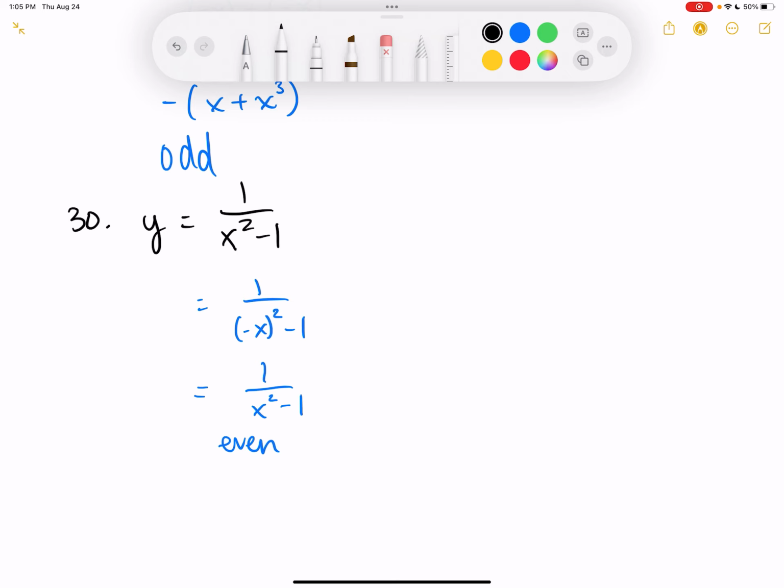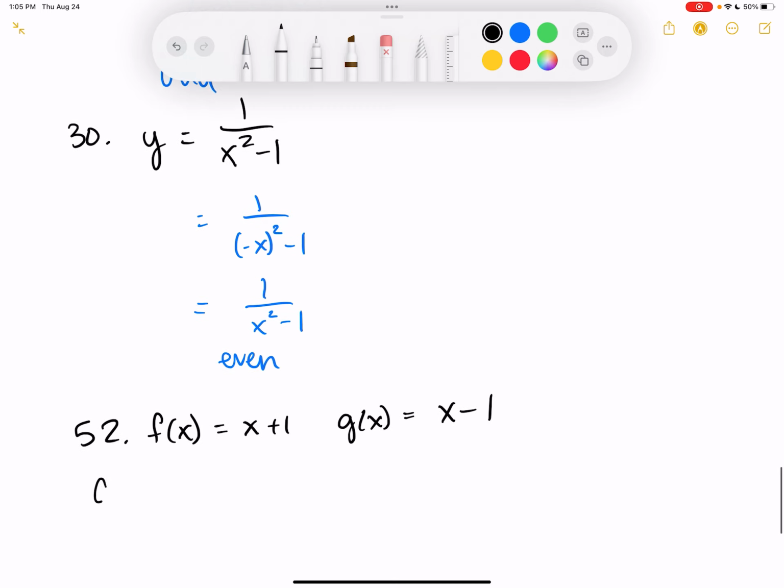So 52 gives us f of x is equal to x plus 1 and g of x is equal to x minus 1. And then just so you see what all it's asking for, a is f of g of x, b is g of f of x, c is f of g of 0.